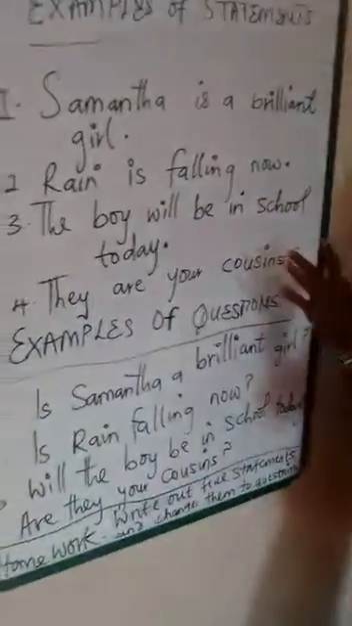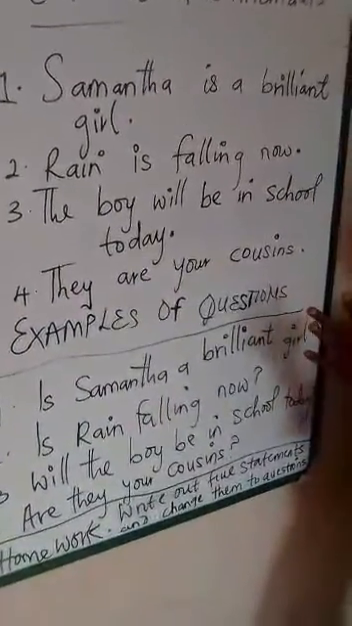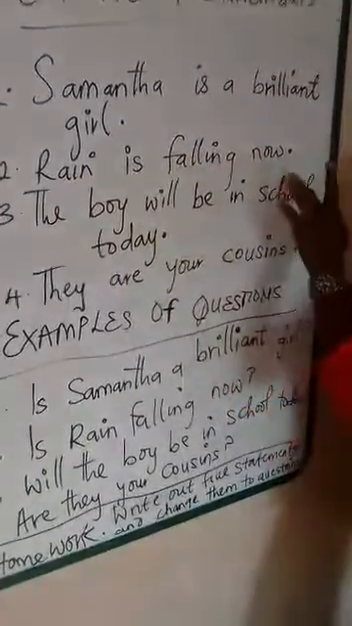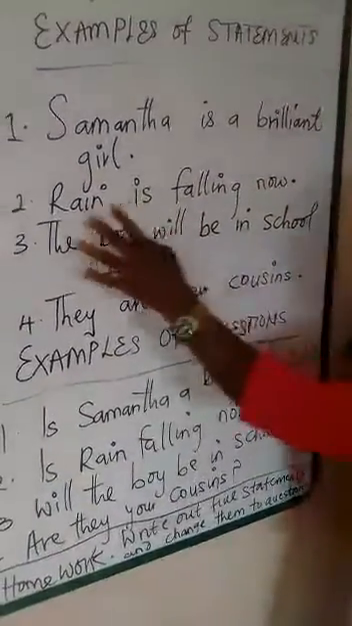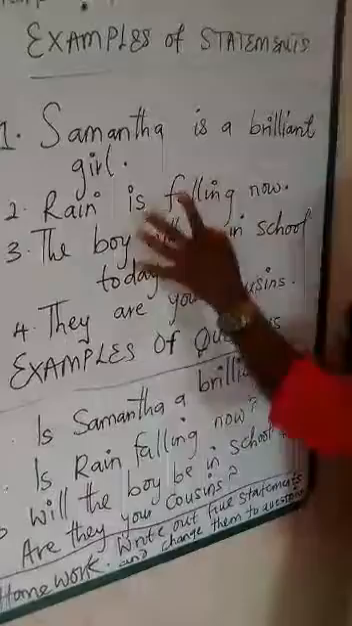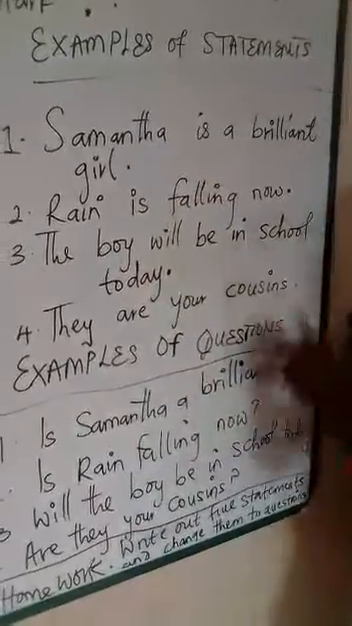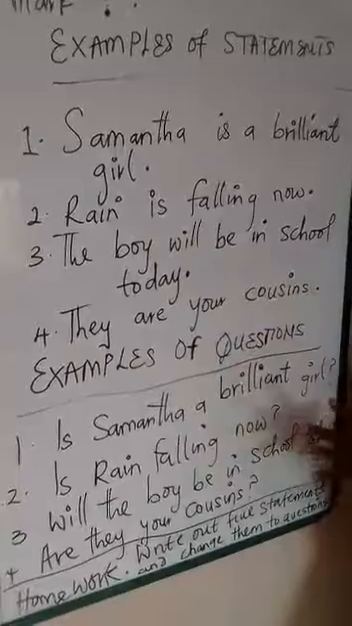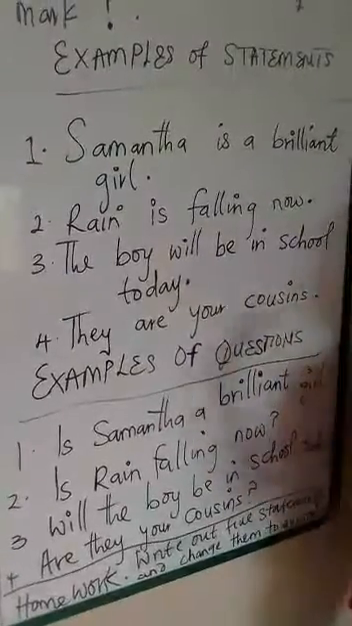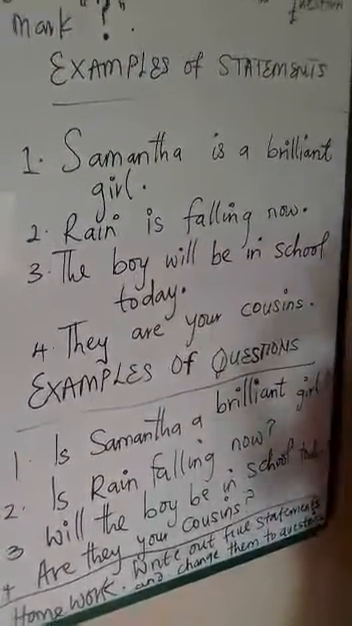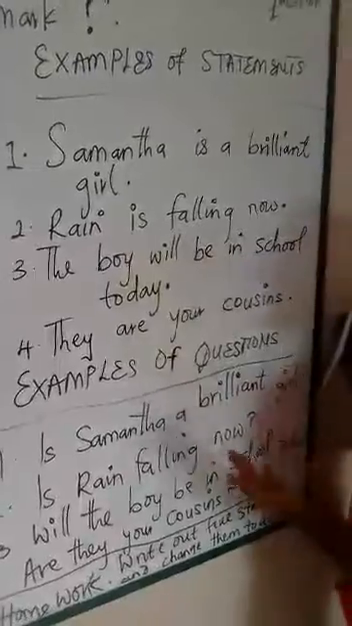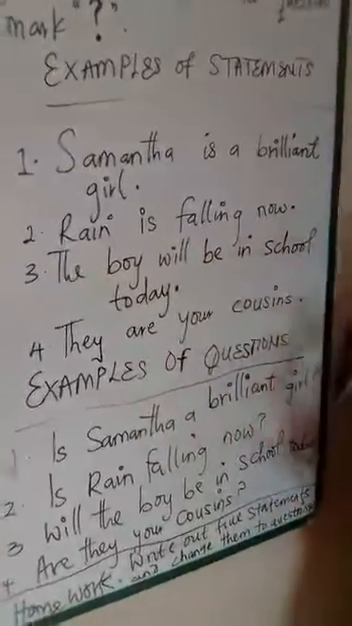The next one is, rain is falling now. Let me hear you. Rain is falling now. This is also an example of a statement. It gives us information about what is happening right now. If you ask yourself, what exactly is happening right now, then you can accurately say, rain is falling now.